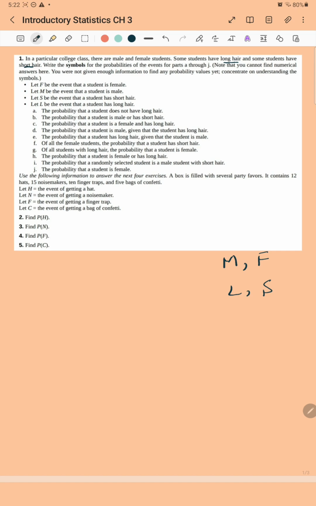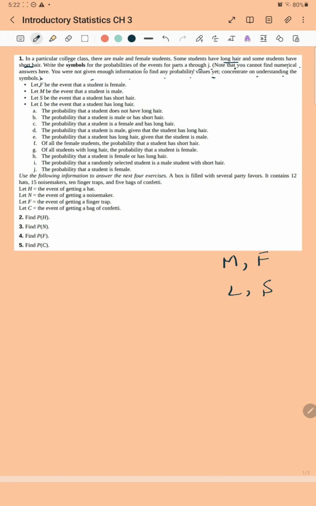Write the symbols for the probabilities of the events for the parts A through J. Note that you cannot find numerical answers here. You are not given enough information to find any probability values yet. Concentrate on understanding the symbols. So we're just going to write the symbols.